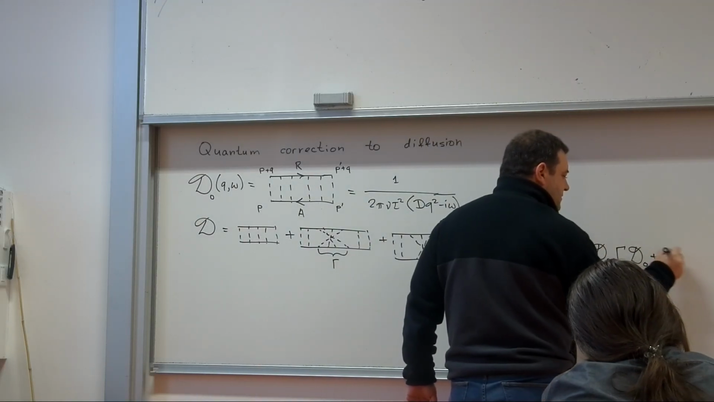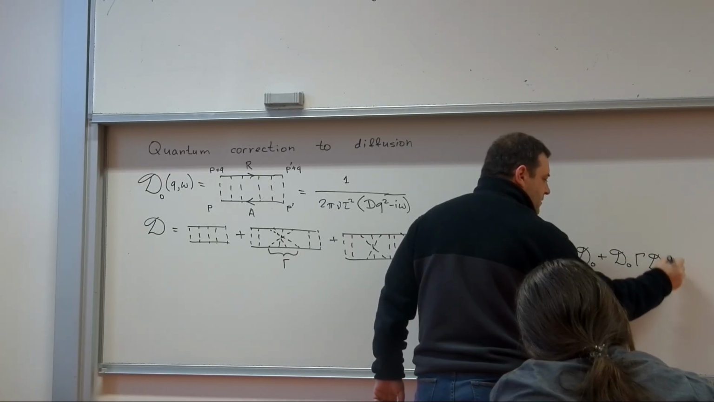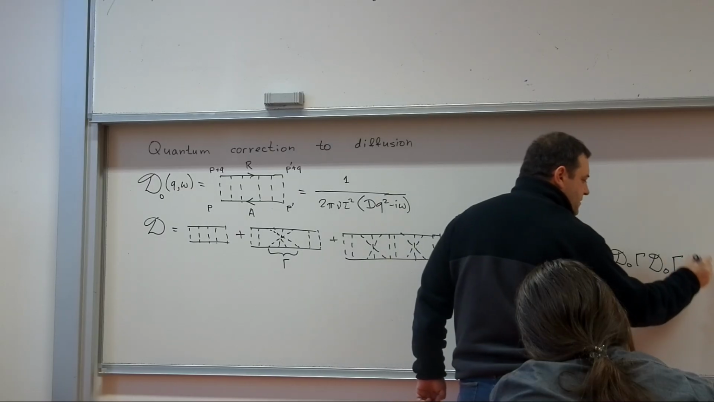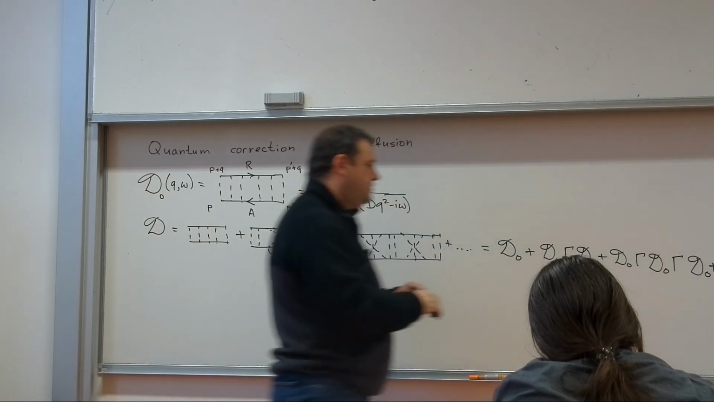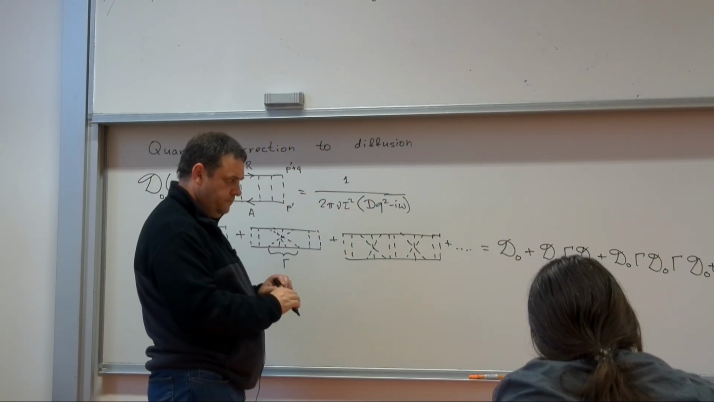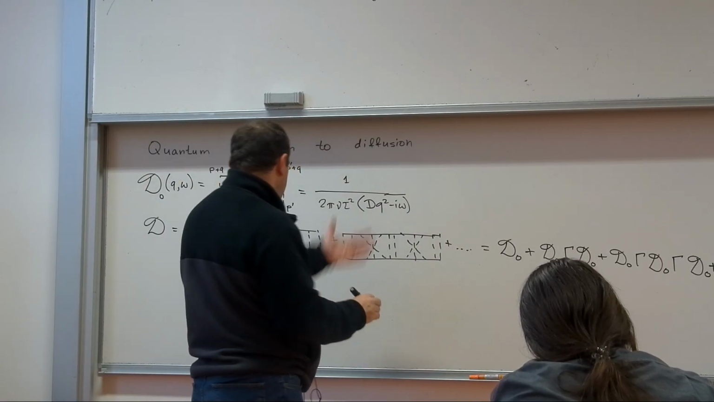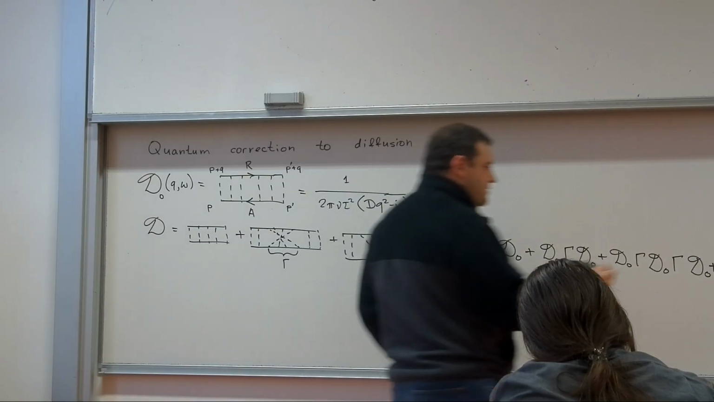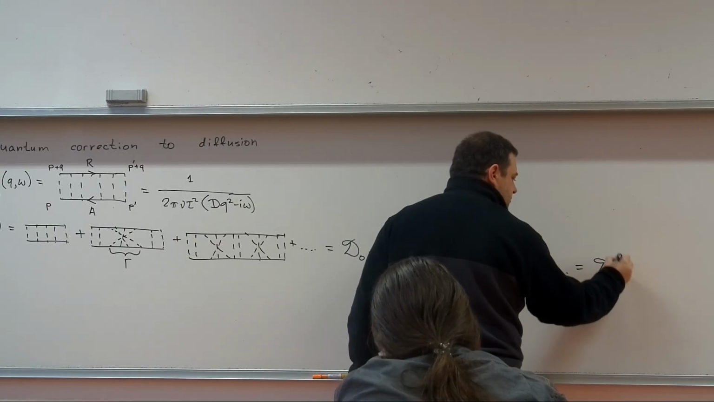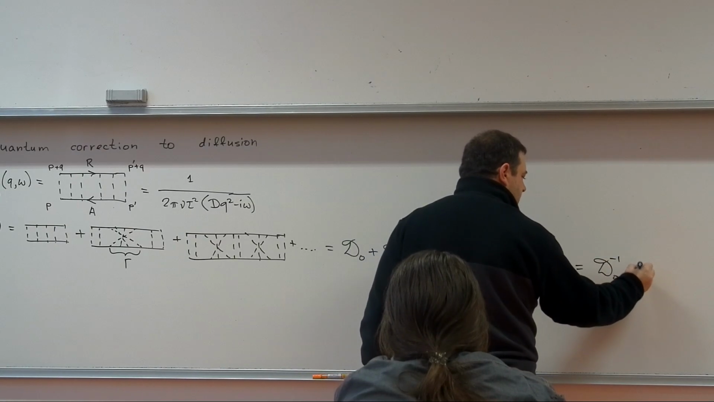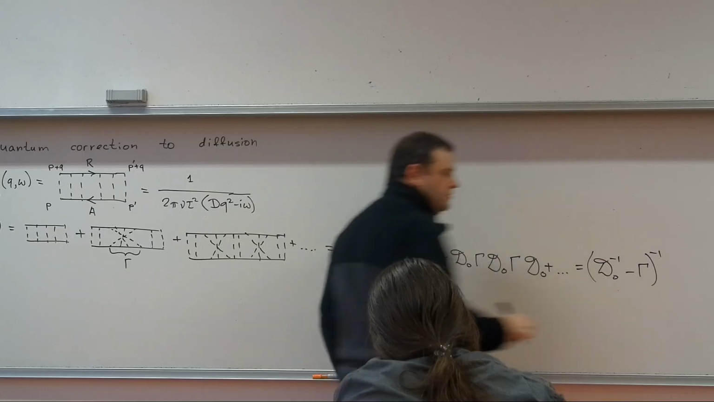Plus D0 gamma. As usual, we have a geometric series with all these things inserted. And if I sum up this geometric series, I will have the following thing: D0 inverse minus gamma, and inverse once again.